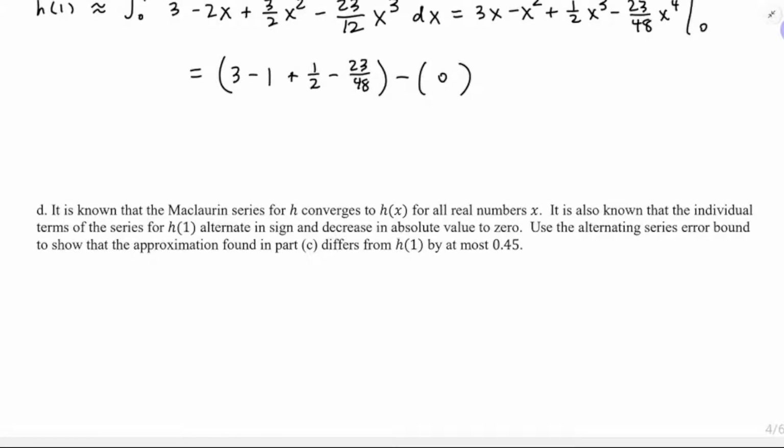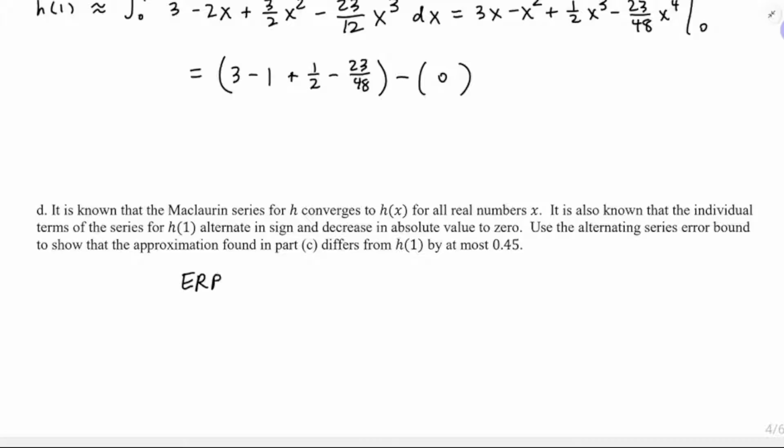Okay, it is known that the Maclaurin series for h, which we just kind of approximated, converges to h of x for all real numbers x. Okay, that's nice. It's also known that the individual terms of the series for h of 1 alternate in sign and decrease in absolute value to 0. Use the alternating series error bound to show that the approximation found in part C differs from h of 1 by at most 0.45. Alright, so this is an error situation.